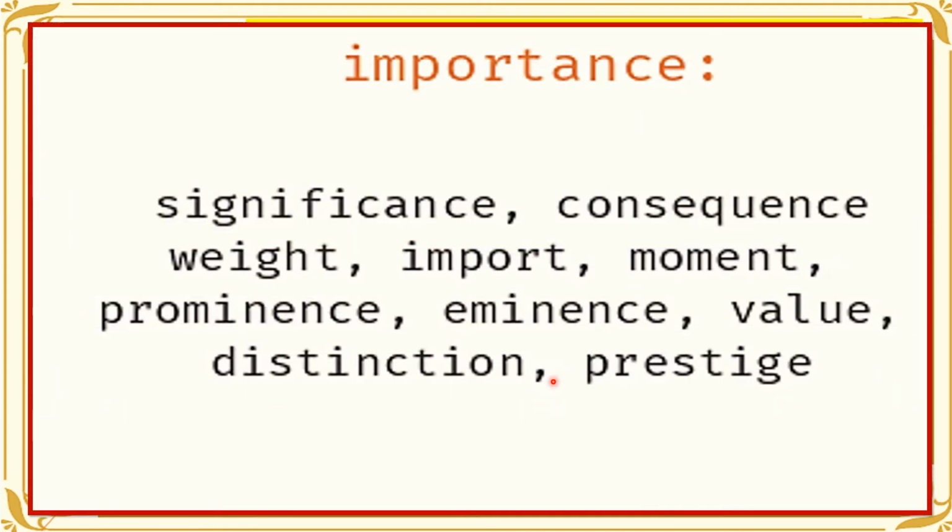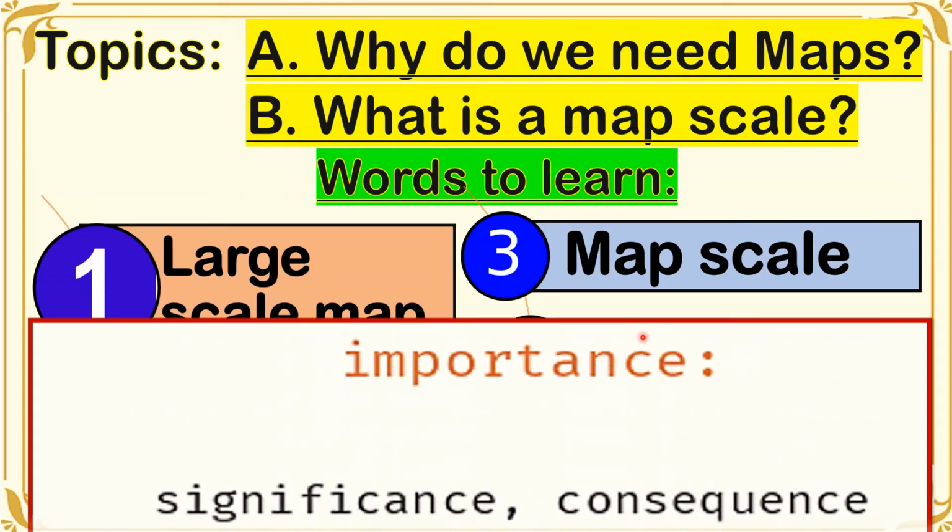Next is importance. When you say importance, class, it means significance, consequence, weight, import, moment, prominence, eminence, value, distinction, and prestige. So when you say importance, class, it means it's valuable, it's significant.